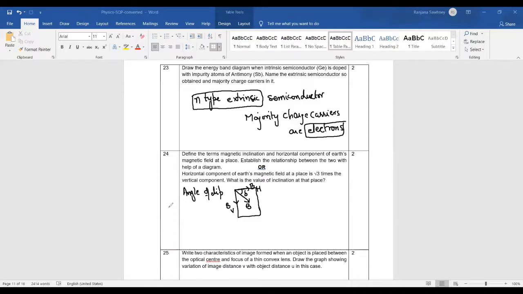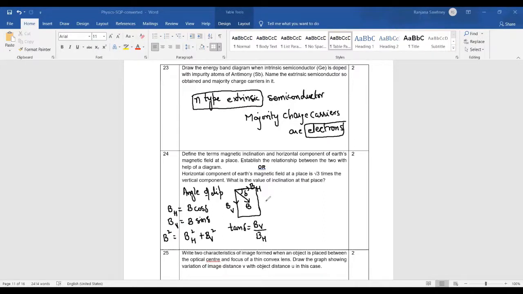The relation is, as you can see from the figure, the horizontal component is B cos delta, whereas the vertical component is B sin delta. Squaring and adding these two equations, we get B square is equal to BH square plus BV square. Also, dividing these two equations, we get tan delta is equal to BV upon BH, the vertical component upon the horizontal component. The tan of angle of dip is BV upon BH.